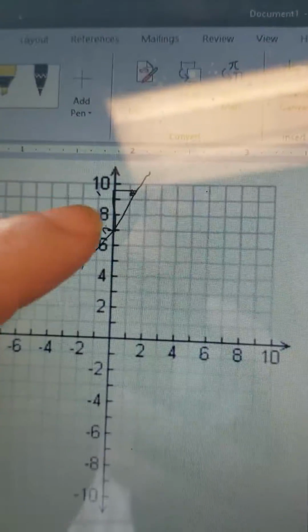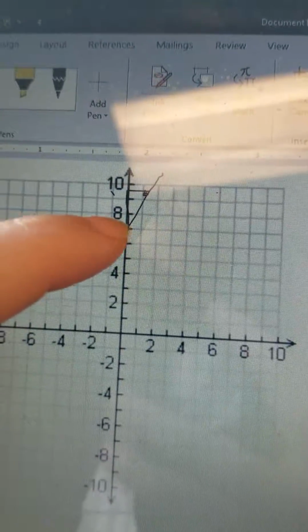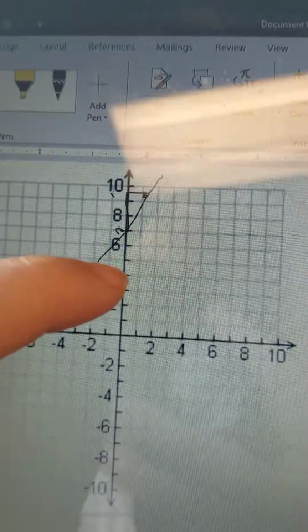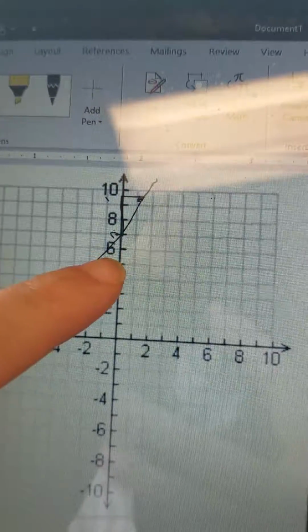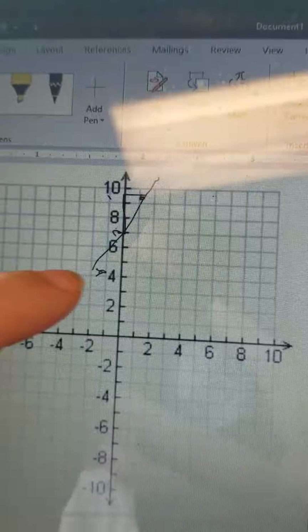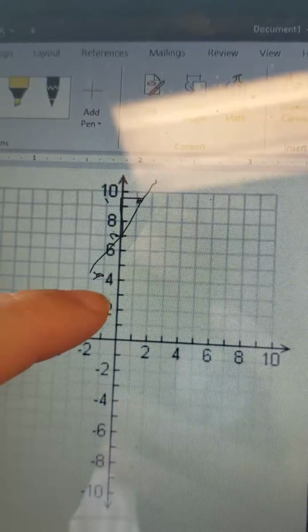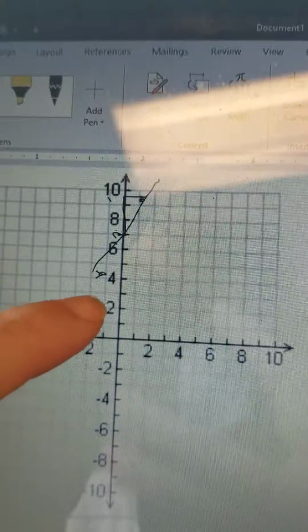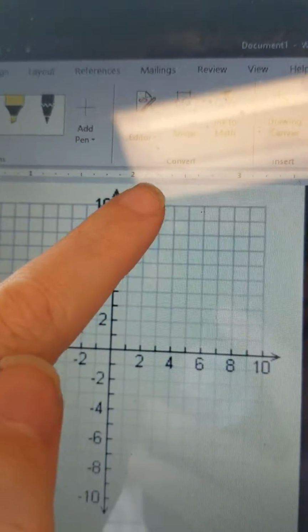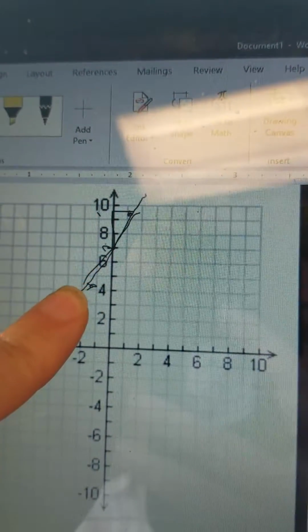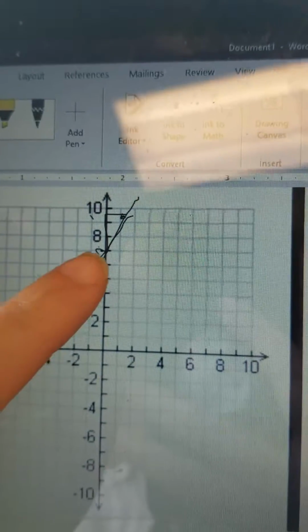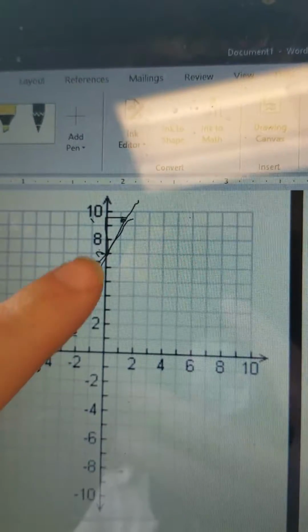So I'm going to come down here and I'm going to go down 3. So 1, 2, 3 over 1. And I'm going to end up here. And then again, I'm going to go down 3. 1, 2, 3 over 1. And I'm going to end up here. And then you can see how nice my line lines up on these points. Oh my gosh, you guys, this is so hard on my laptop. It's really bad. Okay, but you know what I'm saying.